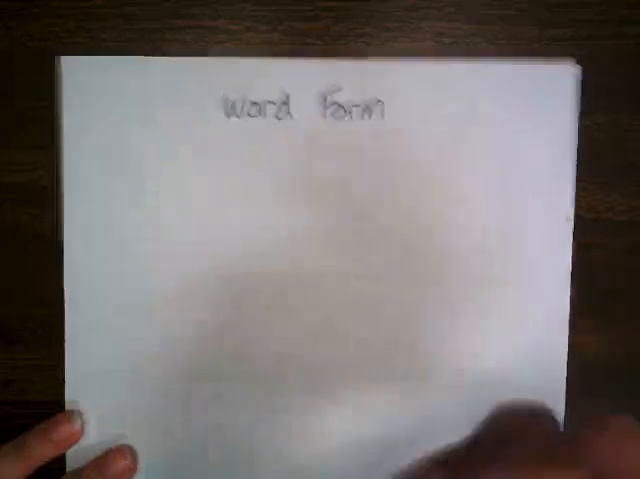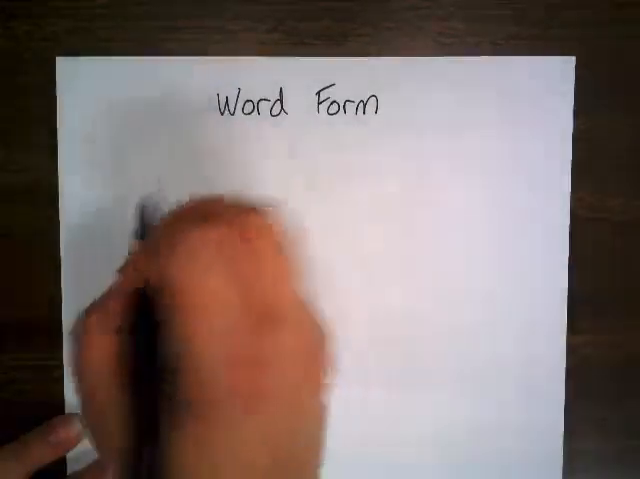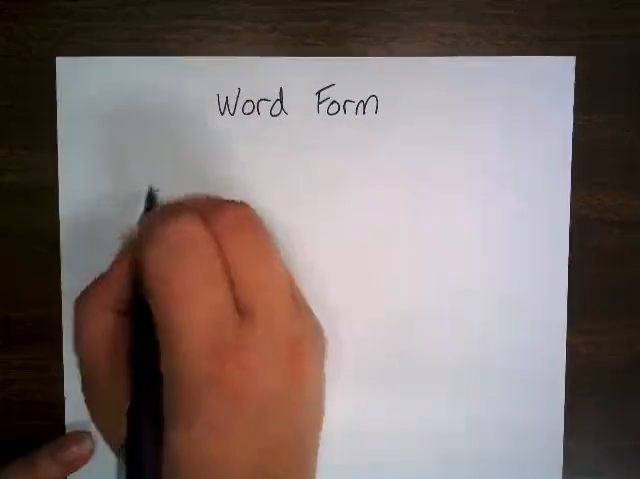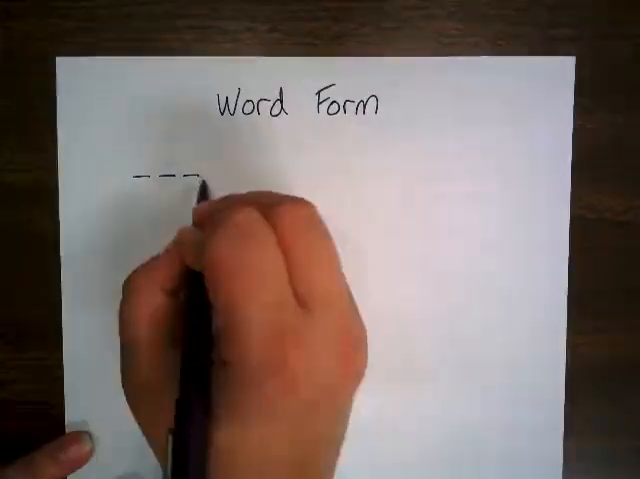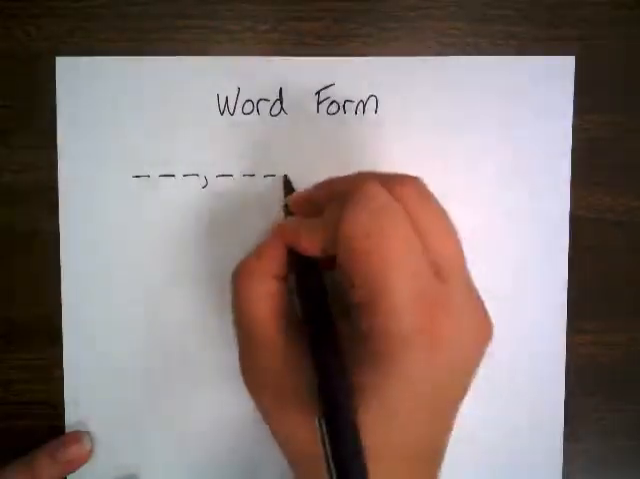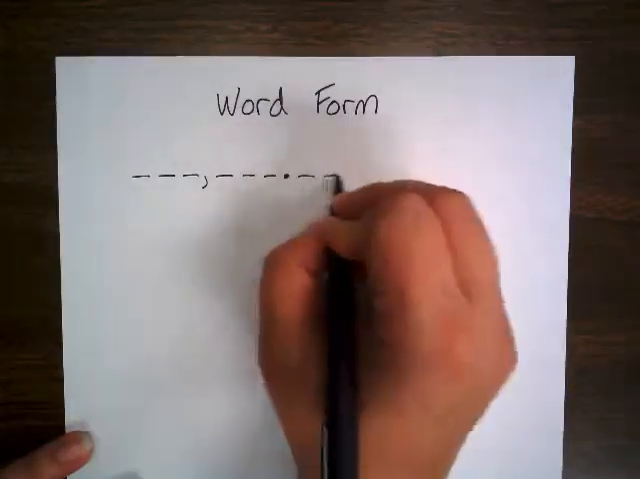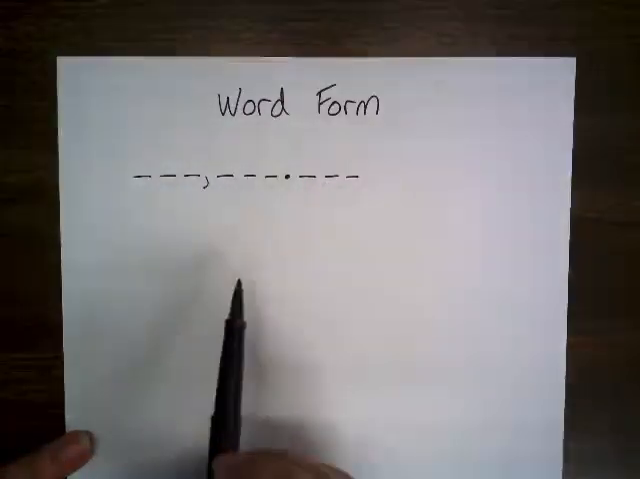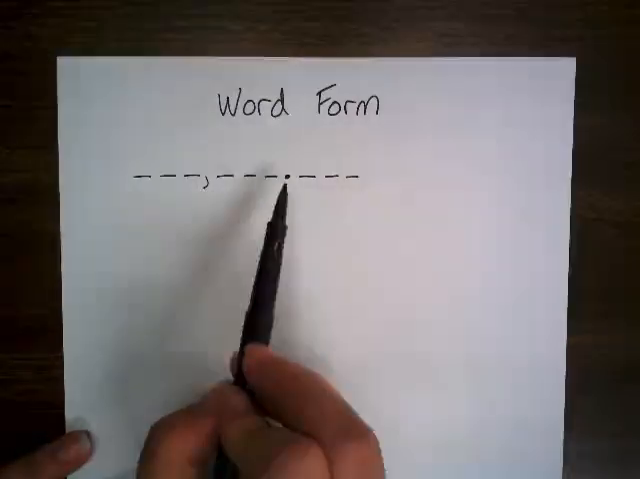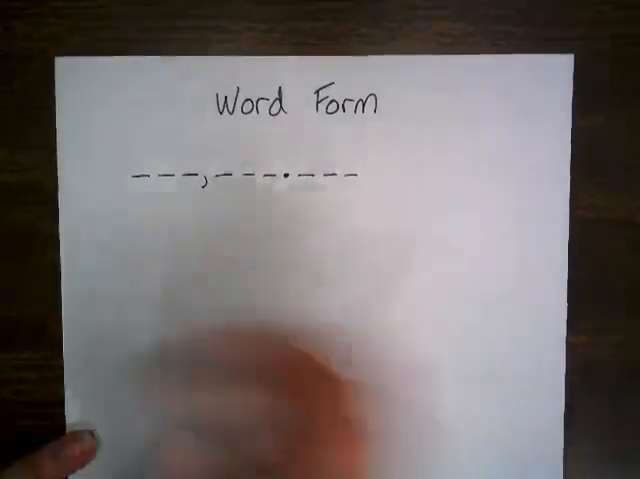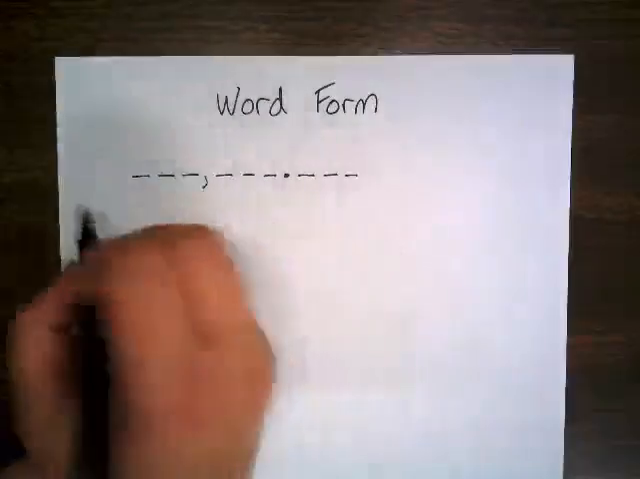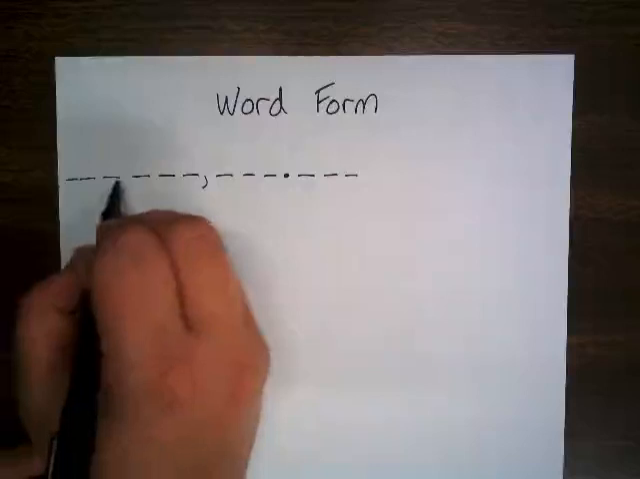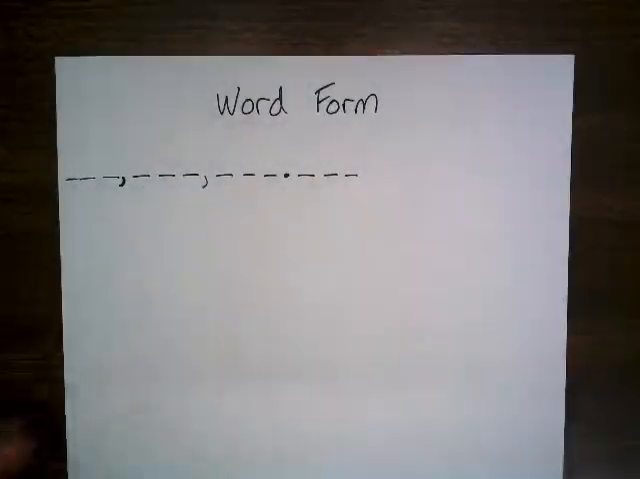Before we even start with word form, we need to think about how standard form numbers are organized. What we typically have is a group of 3 digits and then a comma, a group of another 3 digits, and then we'll put the decimal there, and then finally another group of 3 digits. Notice how every group of 3 digits is separated by something, either a comma or a decimal. If I wanted to go further this way, I could put 1, 2, 3 more, and then there would be a comma there.